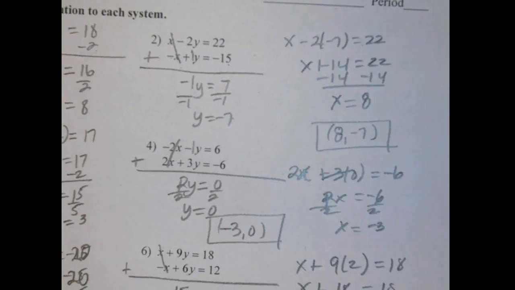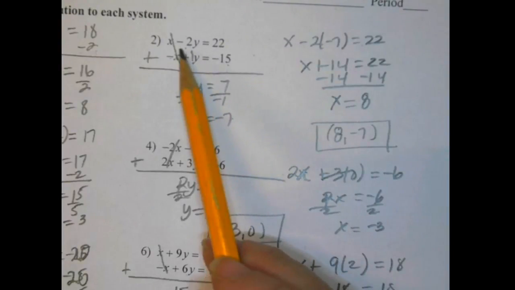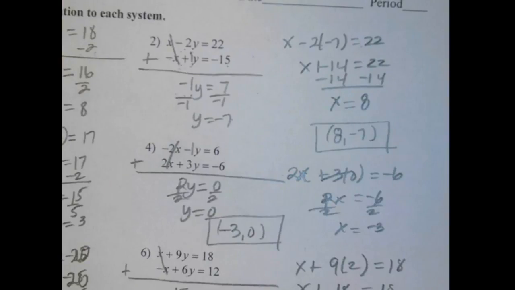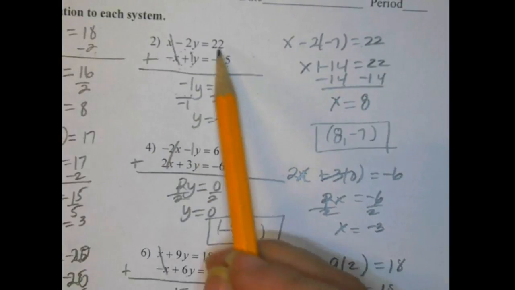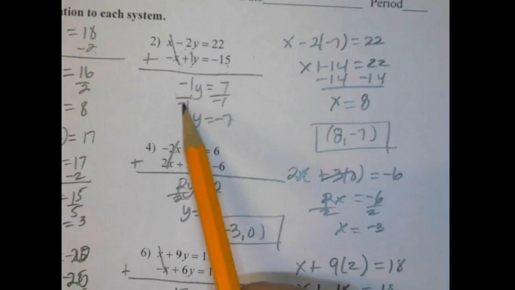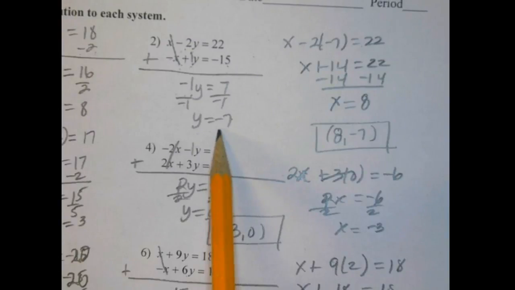All right, so some of you guys are telling me that number 2 is impossible. I'm going to show you how it is possible. If I'm subtracting negative 2 from a positive 1, I'm going to end up with a negative 1y. I can't have a negative y, right? That's my third unwritten rule. 22 minus 15 gives me a positive 7. So when I divide both sides by negative 1, my answer is going to be negative 7 for y.